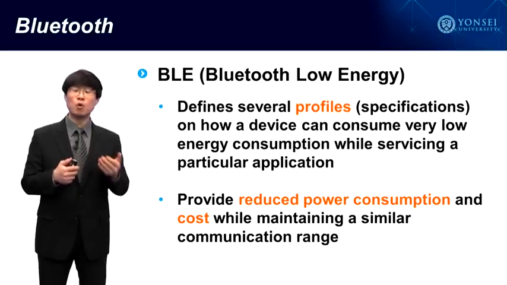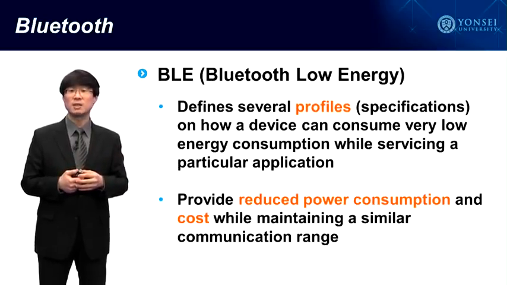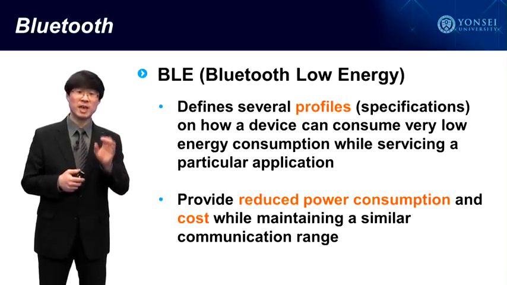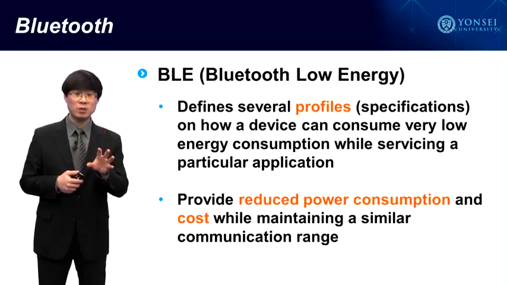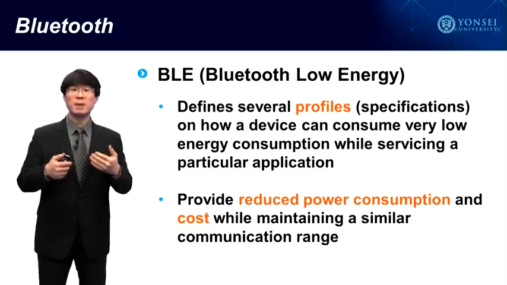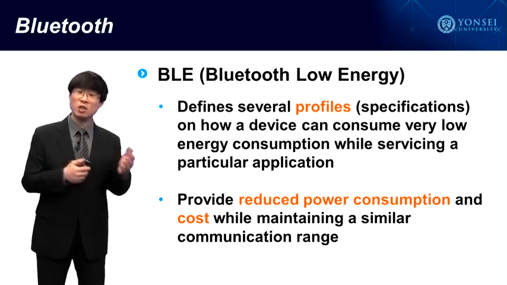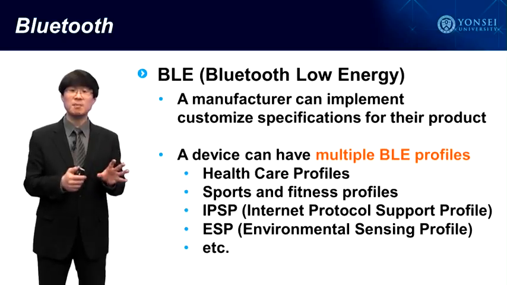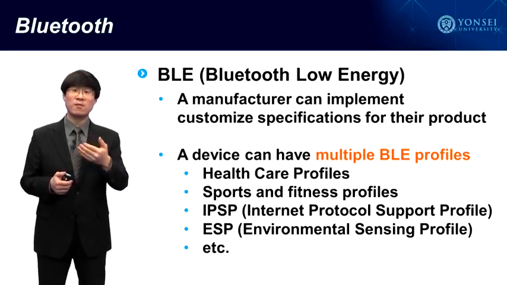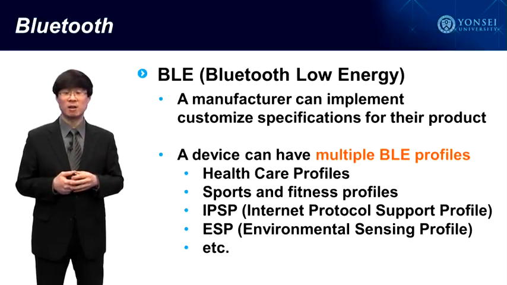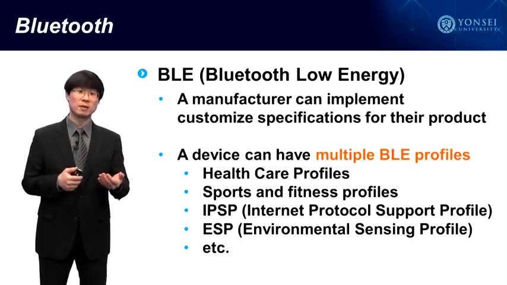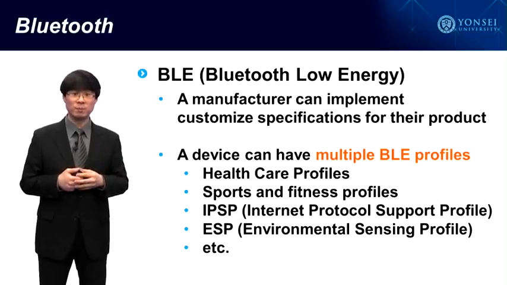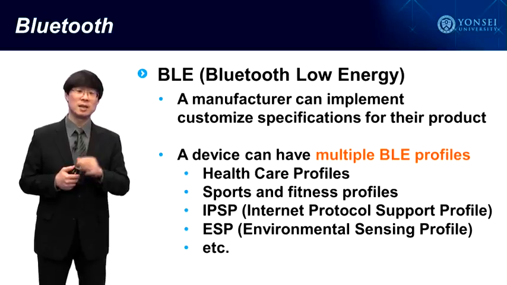Now, BLE defines several profiles, which are specifications on how a device can consume very low energy while servicing a particular application. What you want to do is reduce power consumption and cost while maintaining a similar communication range as if you were not using this low energy profile. A manufacturer can implement a customized specification for their product at a very low energy consumption rate using BLE technology. A device can have multiple BLE profiles, such as healthcare profile, sports and fitness profile, IPSP, Internet Protocol Support Profile, ESP, environmental sensing profile, and there are many other profiles. And you can select multiple of these on a device.